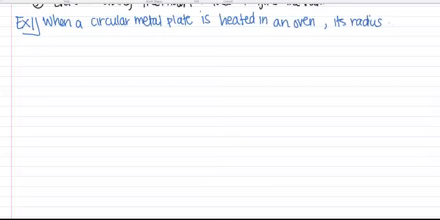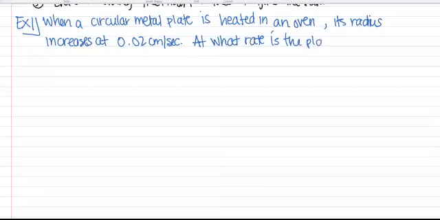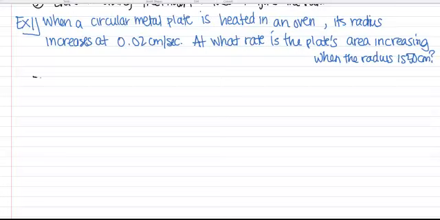So our first example, when a circular metal plate is heated in an oven, its radius increases at 0.02 centimeters per second. At what rate is the plate's area increasing when the radius is 50 centimeters? So you have a circular metal plate. So I'm going to draw sort of a little disc, and it has some radius. Now the radius is increasing at 0.2 centimeters per second.